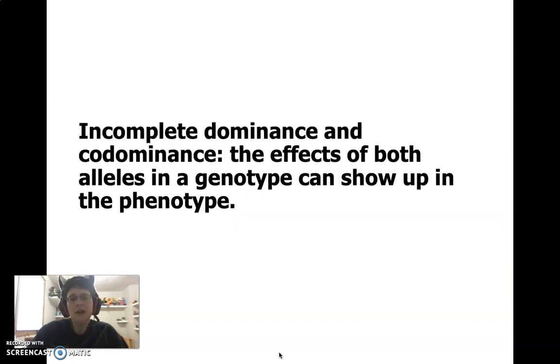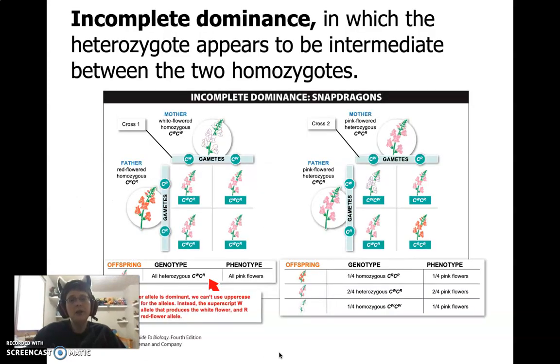The first set that we're going to look at is what we call incomplete dominance and codominance. This is where we get effects of both alleles showing up in the phenotype. So there's no true dominant and no true recessive gene in these two exceptions. Let's take a look at each of these. We're going to look at incomplete dominance first.